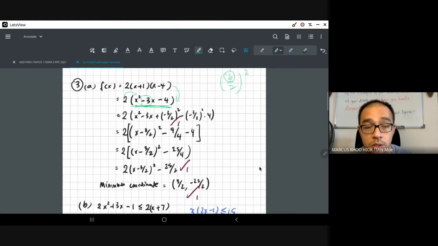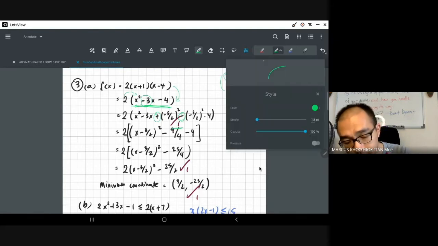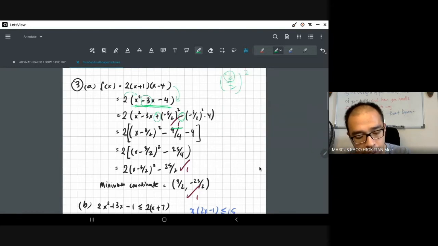Okay, kita kasih square. Okay, so b is -3. So -3 over 2, the whole thing squared. We plus, and then we minus. Okay, this is the first mark. Okay, first mark is identifying the correct b. Identifying the correct b, yeah. Okay, and then divide by 2, kuasa 2. And then you get the first mark.